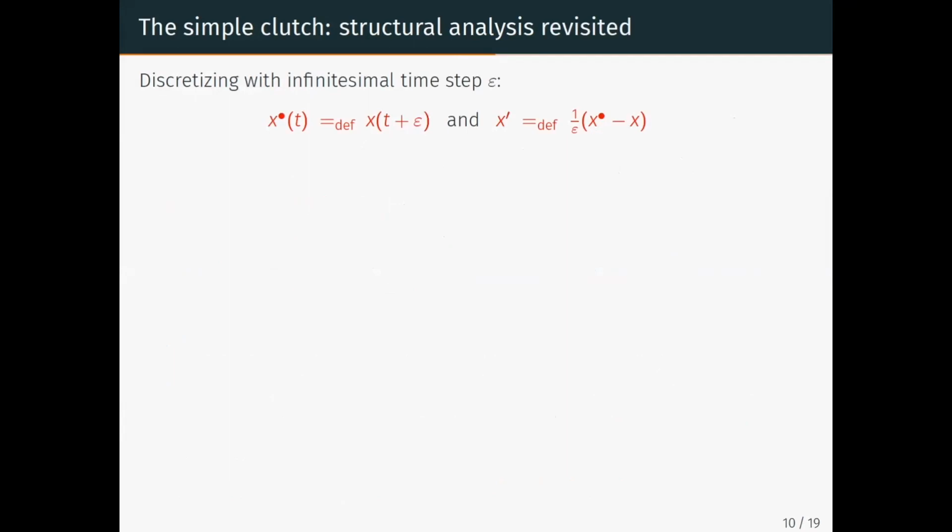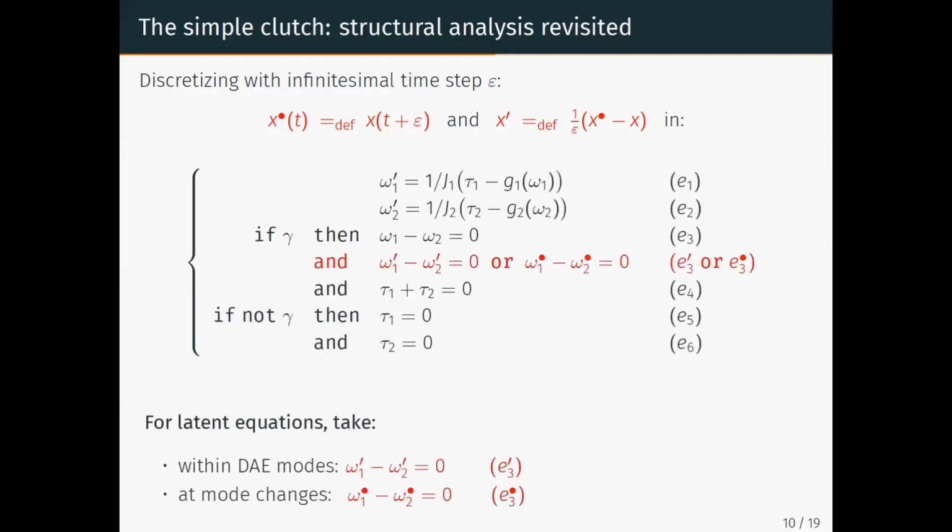We define the forward shift of x of t as x of t plus epsilon. Then, by using a first-order Euler approximation with time step epsilon, we define an explicit relation between the derivative x prime and the forward shift x bullet. Anywhere x is differentiable, the second equation gives an approximation of the derivative up to an infinitesimal order. Note that one can also define backward shifts in a similar way.